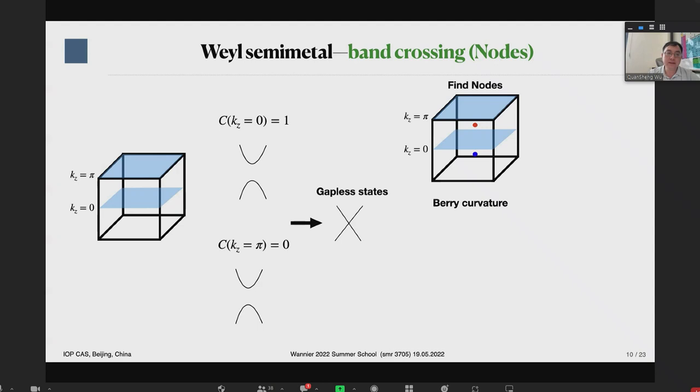But for Weyl metals, first you need to find whether we have band crossing points. For that we can use the band nodes. You can calculate the band nodes. And once you find the Weyl points, then you can calculate the chirality. And also you can calculate the Wannier charge center in some kz plane. But in this case, it's different from the Z2 calculation. And also, you can calculate the Berry curvature.